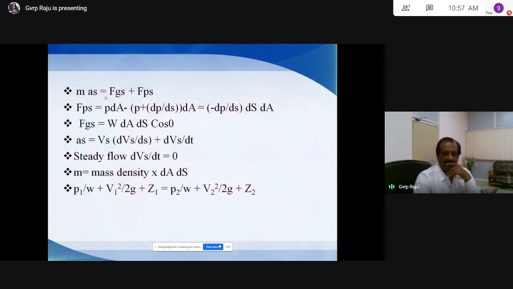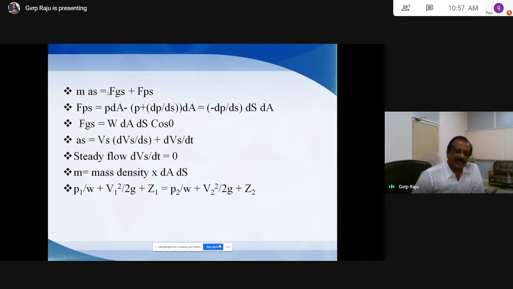So the net pressure force, FPS, is equal to P dA minus P plus dP by ds into dA, which is equal to minus dP by ds into ds dA. So ds dA is volume here, and dP by ds is change of pressure in the direction. So FPS, net pressure force in the tangential direction, is equal to minus dP by ds into ds dA. And actually, as you know, this is F is equal to ma.